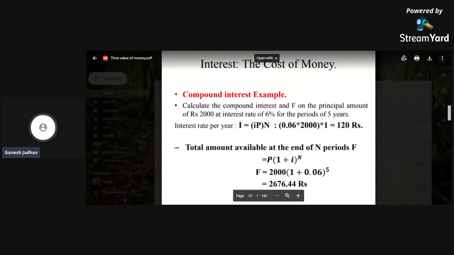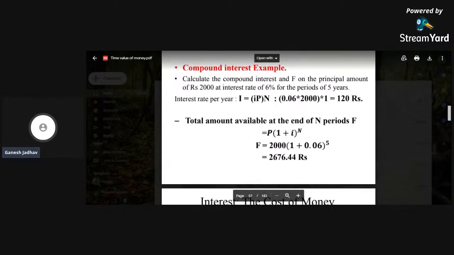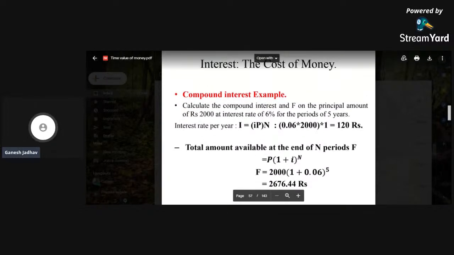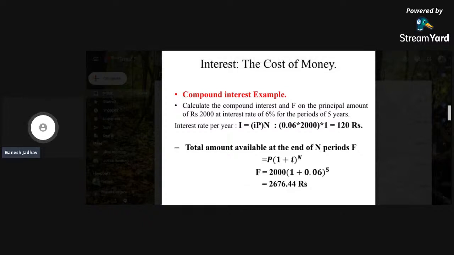So, in the previous lecture, we saw how to calculate the compound interest and how to calculate the simple interest by using the formula. So, this is the example of the compound interest. Calculate the compound interest, and what we can say is F, the future value, on the principal amount of rupees 2000 at the interest rate of 6%. We saw this example in the previous lecture.